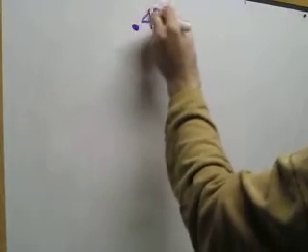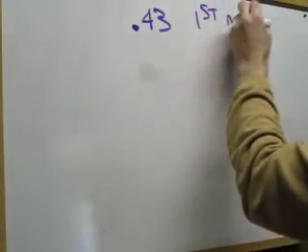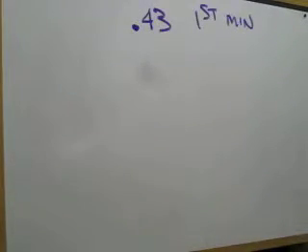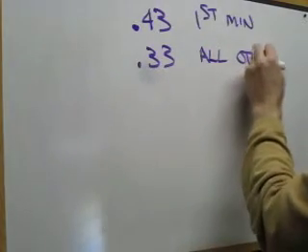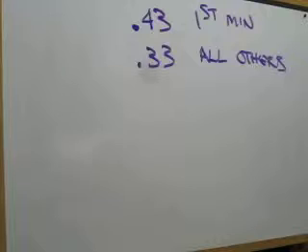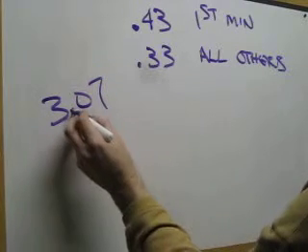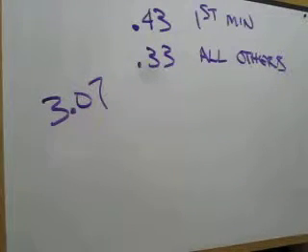Alright, so let's look at some problems on page number 387. Before we do that, let's look at example 9 on page 385. Got some applications there. We've got a telephone company charges 43 cents for the first minute. 0.43 for the first minute. And then 0.33 for all other minutes. So after the first minute, you're paying 33 cents. If a long distance call costs $3.07, 3.07, how many minutes was the call?